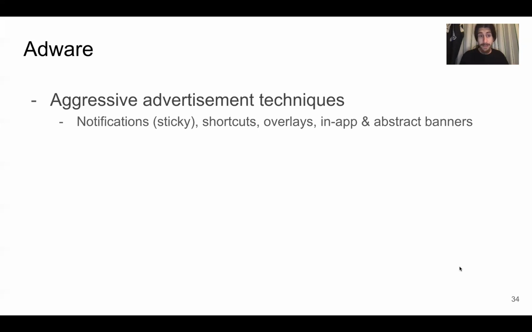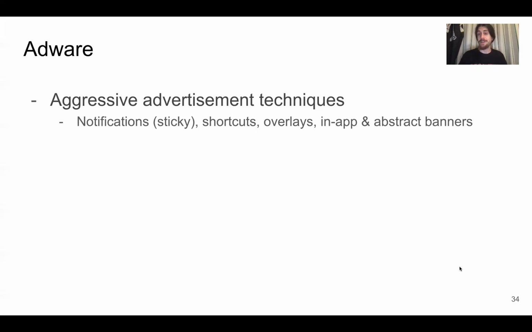Some of the techniques could be notifications. And again, notifications, you're probably aware of this. Some notifications can be done in a sticky way, which means that if you try to swipe them off, it doesn't work. So sticky notifications, you cannot swipe them off. Some apps create shortcuts, so somehow you have your launcher app and you see other icons that you have never seen before, and maybe you press on this icon and now you go through to the website of the company that tries to advertise itself.